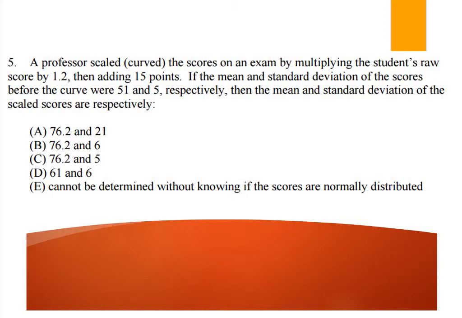So let's try to eliminate at least one. Can I determine what the mean and standard deviation is going to be? Yes. So E is out. We can narrow it even further. Is the mean going to be 76.2 or 61? 76.2. What happened with this one is they did the order of operations wrong.